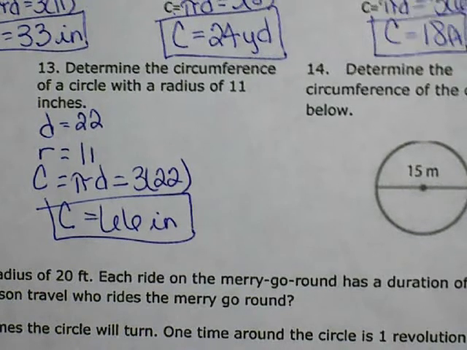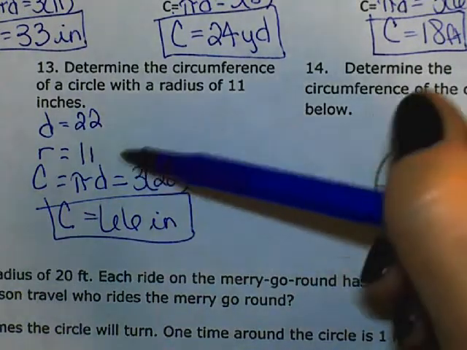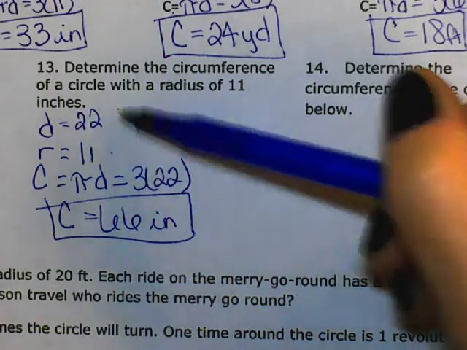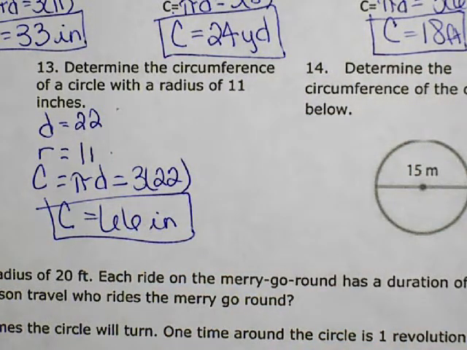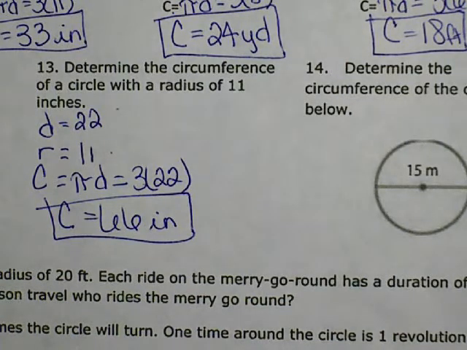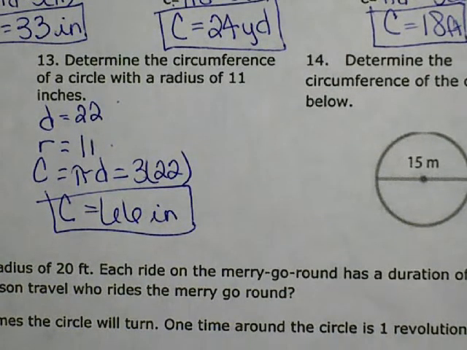Number 13 gave us the radius of a circle is 11. I doubled it to get the diameter and multiplied it by 3 to get the approximate circumference of 66. How many in a row have you gotten correct? That's awesome. Let's see what you can do with number 14.